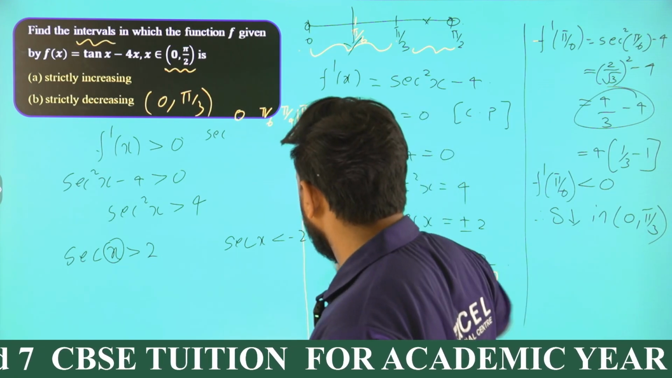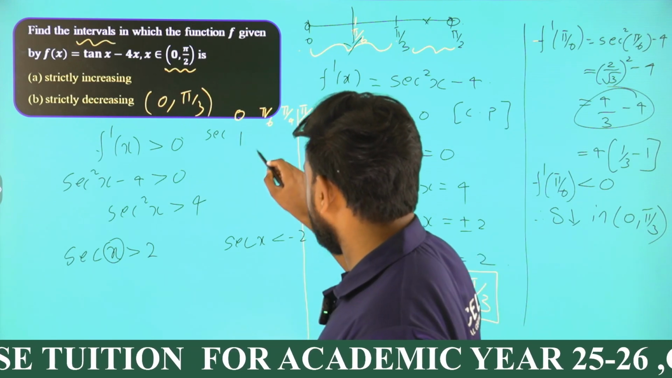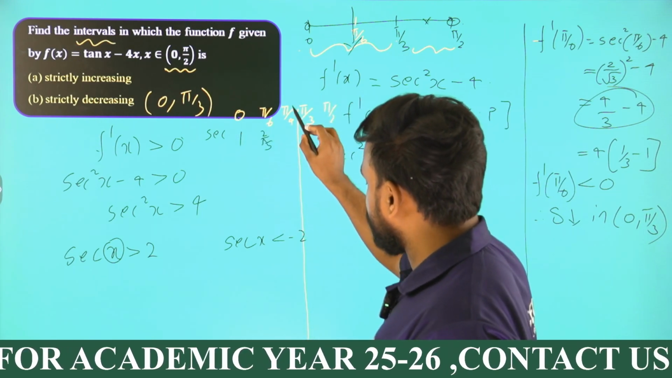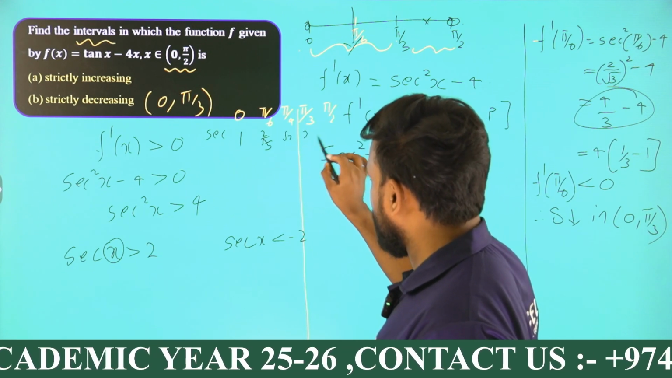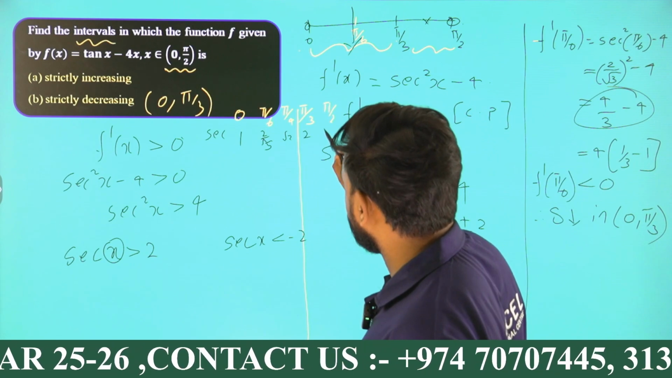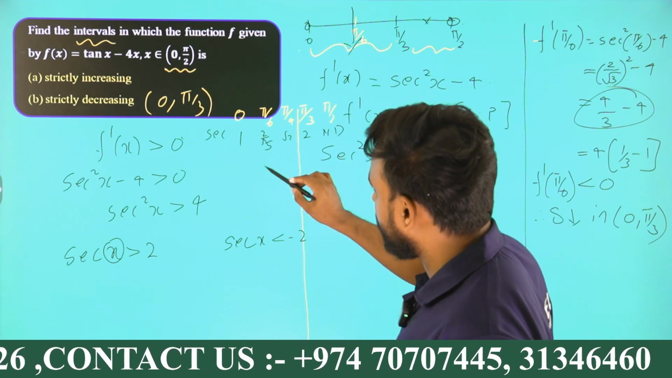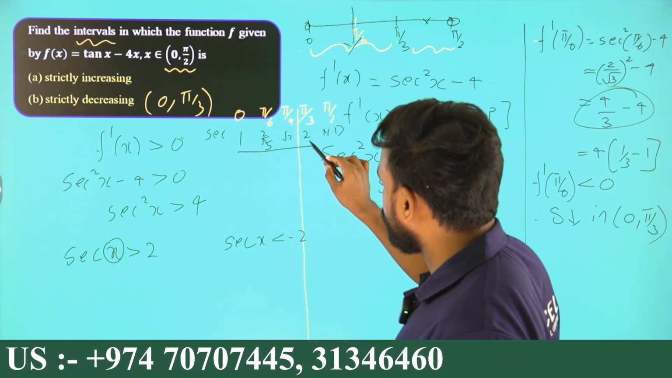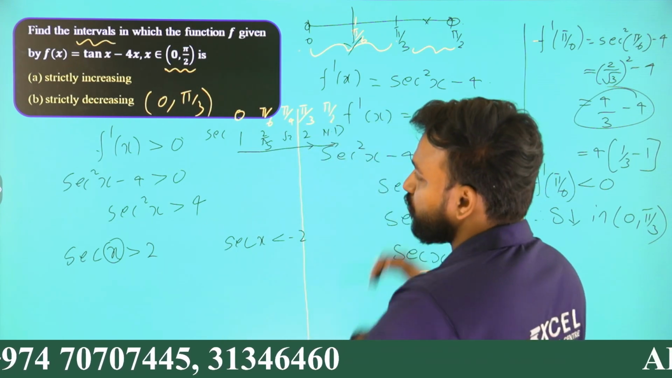Sec 0 is what? 1. And sec pi by 6 is what? We know 2 by root 3. Sec pi by 4 is what? Root 2. And again, it's going to become what? Not defined. So actually, the value of sec is increasing from 1 to 2 and to infinity. It's going to infinity.